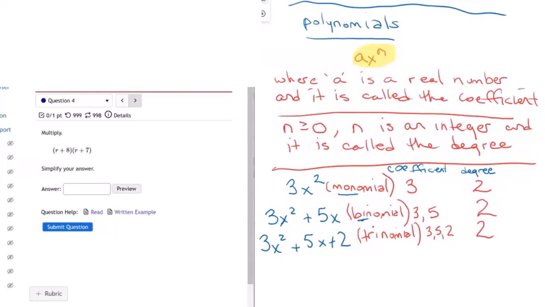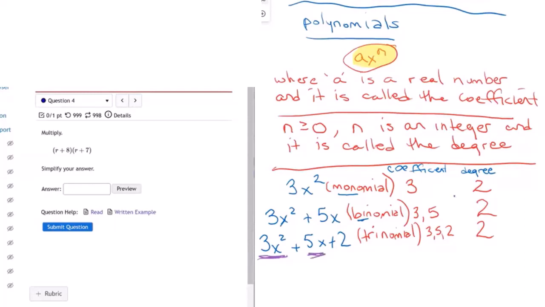But why is this a polynomial? When we want to know if something is a polynomial, each term has to fit ax to the n. Does 3x squared fit ax to the n? Yes, because a would be 3, x is x, and n would be 2, right? So let's say we have ax to the n. Well, here, a equals 3, and n equals 2. So each term has to be of the right form. Okay. Is 5x of the form ax to the n?